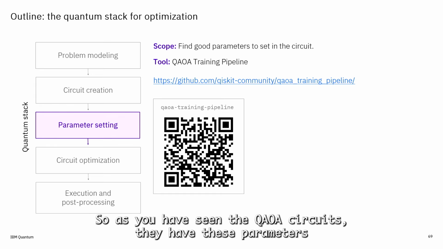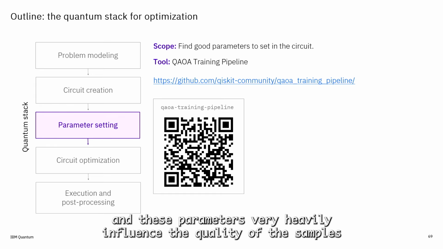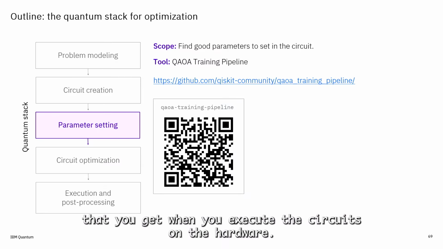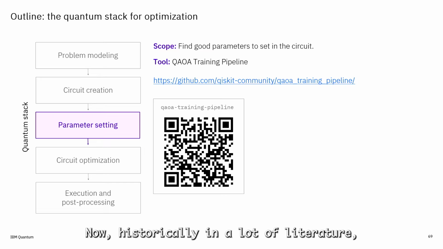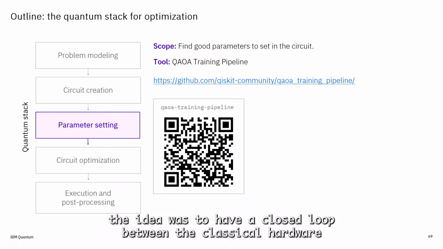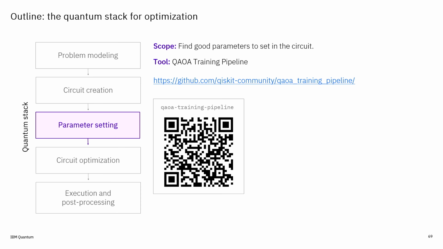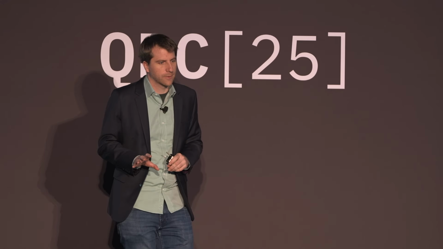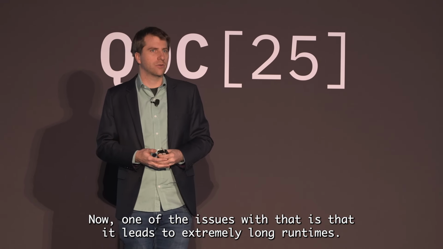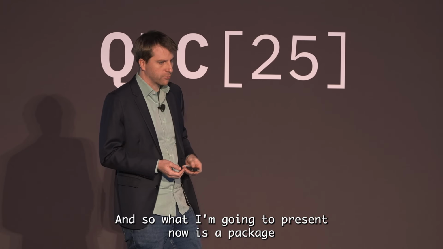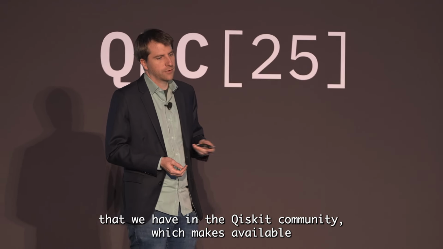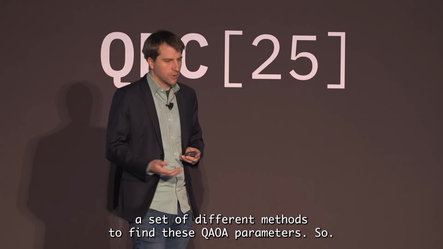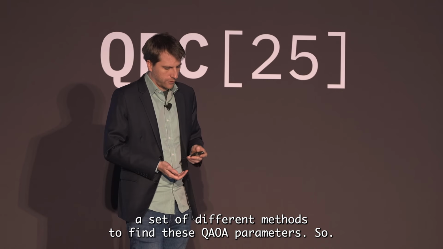So as you've seen, the QAOA circuits have these parameters. And these parameters very heavily influence the quality of the samples that you get when you execute the circuits on the hardware. Now, historically, in a lot of literature, the idea was to have a closed loop between the classical hardware and the quantum, where you optimize in this closed loop the parameters of the QAOA circuit. Now, one of the issues with that is that it leads to extremely long runtimes. And so what I'm going to present now is a package that we have in the Qiskit community, which makes available a set of different methods to find these QAOA parameters.